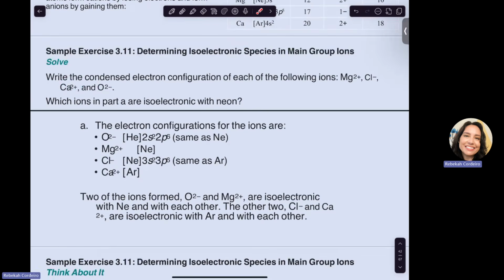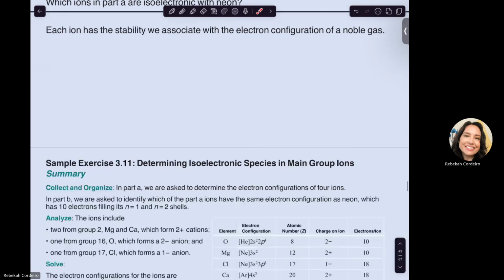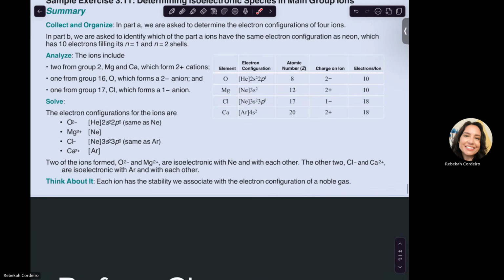So here are your electron configurations. I don't like that they did this. It should be like this. But you can see that the top two have the same and the bottom two have the same, which means the top two are isoelectronic with neon and the bottom two are isoelectronic with argon. All right, we will do more practice with this in class.